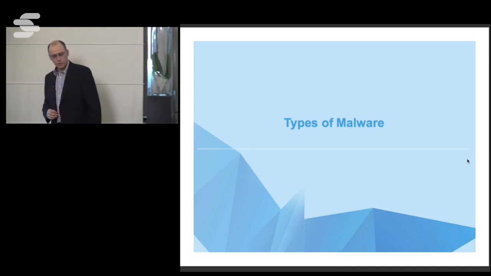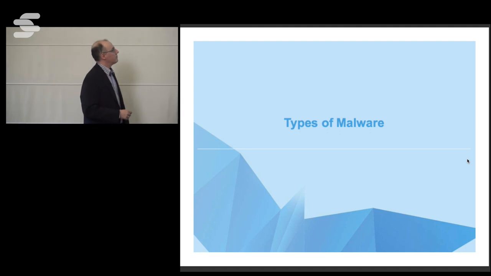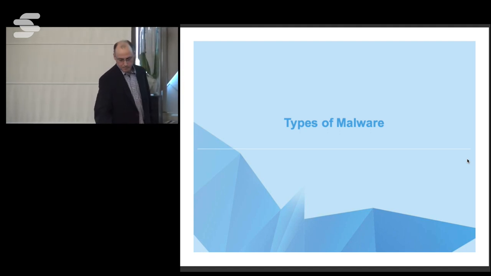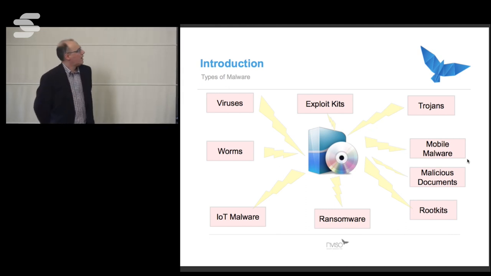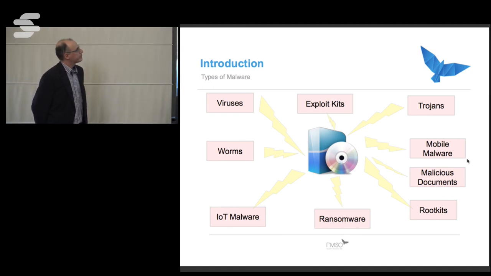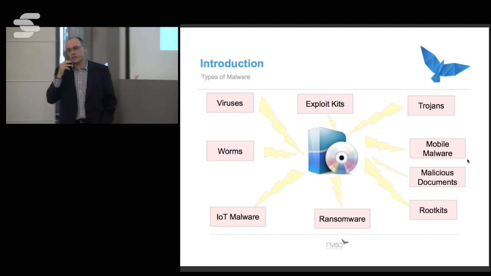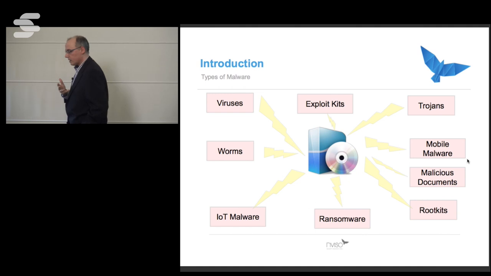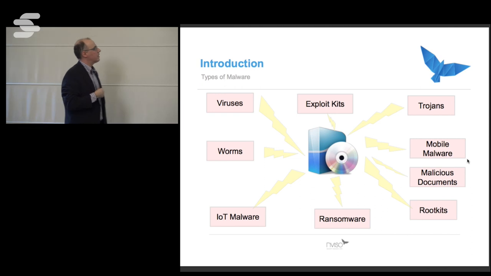So I touched here upon a worm. Now let's just get an overview of different types of malware that you can find. This here is just a small overview. Several of the things here that appear, I put there because they are malware types that are very prevalent for the moment. Other things are less prevalent.